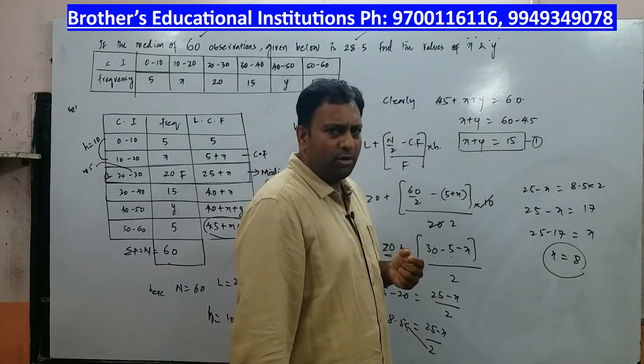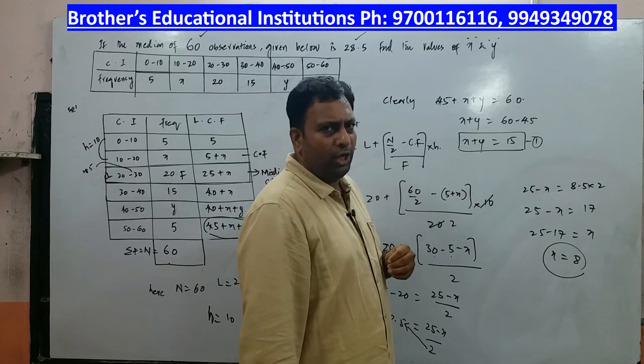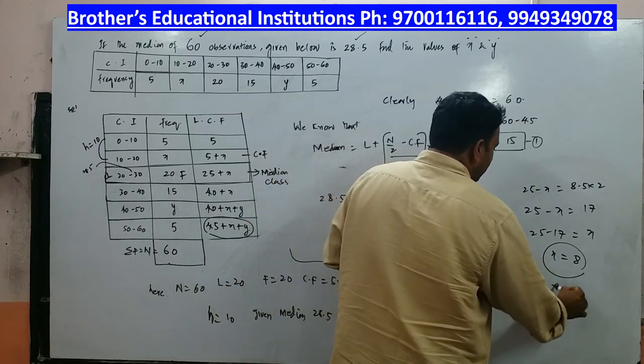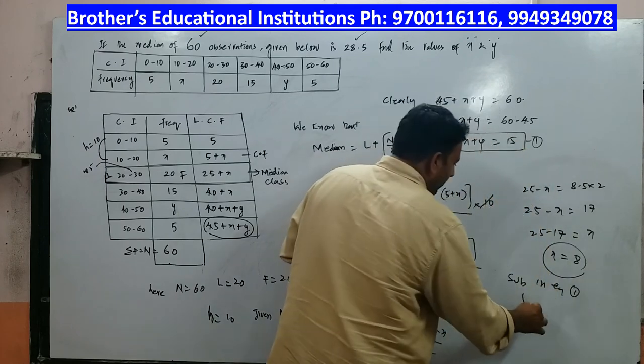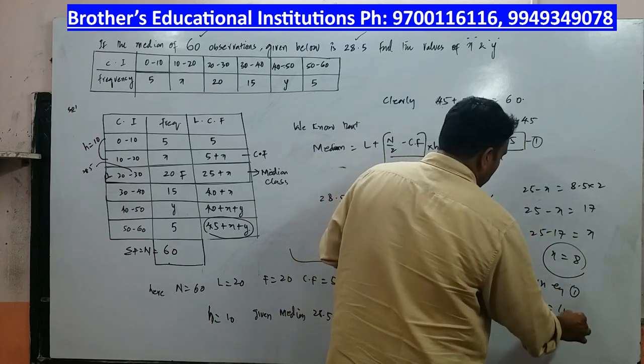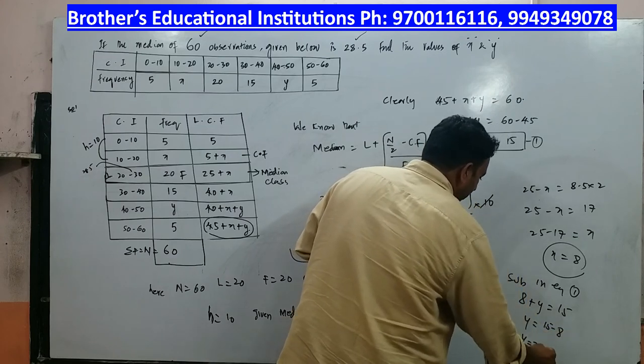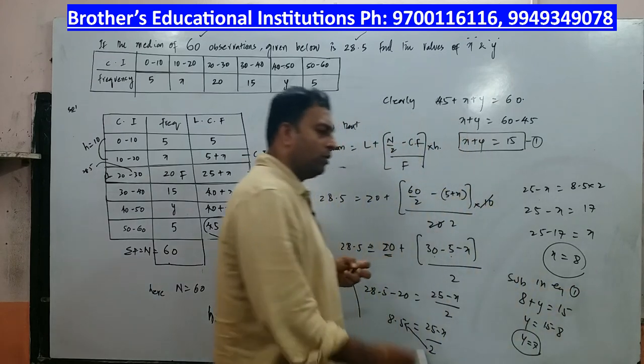Once you get x is equal to 8, you have to substitute in the equation where you have y. I will say substitute in equation 1. So what do you have? 8 plus y is equal to 15. y is equal to 15 minus 8. So therefore, y is equal to 7.